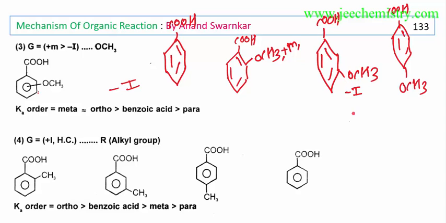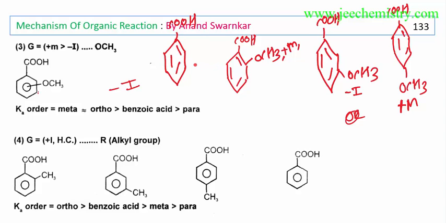This is OR, which means this group is there. This will provide a minus I effect. At this position a minus M effect is working. At this position a plus M effect is working, and this position also has a plus M effect, but this meta position doesn't have any plus M effect, and no such effect at all.